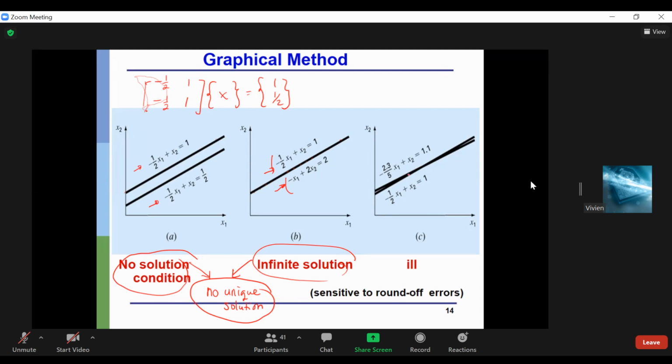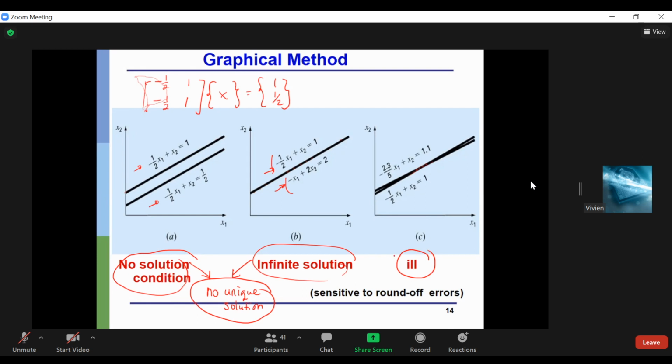So we see here that these lines are different, but they almost coincide. So here we have a value which is not very clear, it might be here. So we have a unique solution, but it's rather difficult to get. And this is called ill condition. So there is a unique solution, but the solution is not very easy to get.